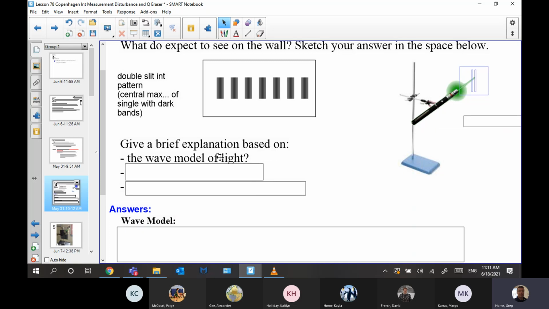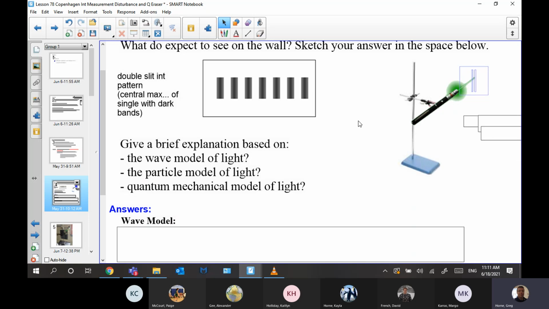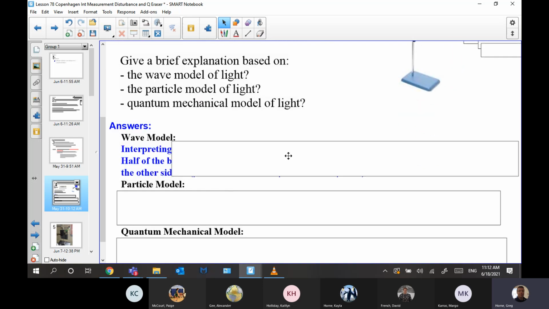So of course the wave model of light, the particle model of light, and the quantum mechanical model of light, we're talking about, based on the wave model, we're saying, well, if it's a wave, it's just producing an interference pattern like normal. If it's a particle model of light, you have to sort of say, okay, well, the particle went through both slits somehow. And then the quantum mechanical interpretation would be the idea that it could go through one or the other or both, or a superposition of states and all this stuff, right?